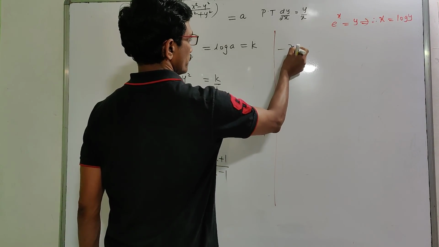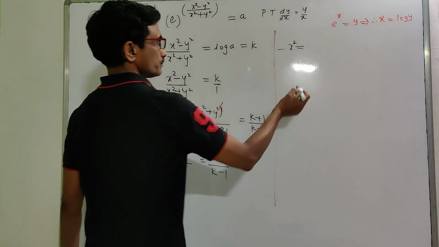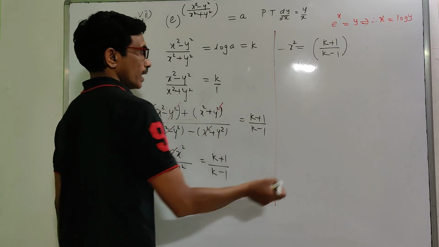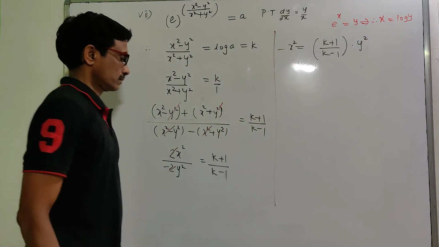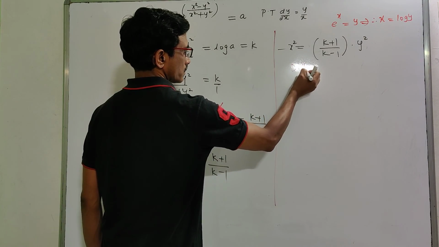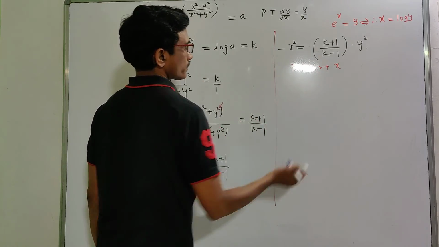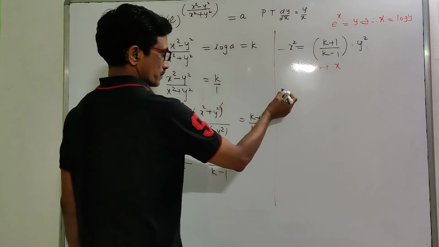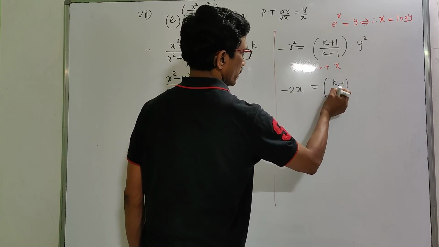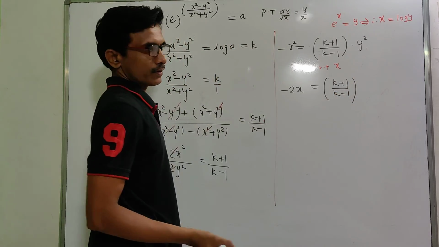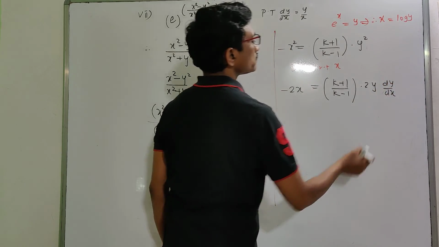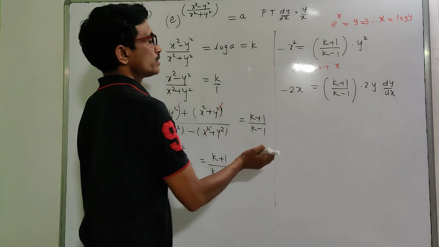Minus of x square is equal to (k plus 1 upon k minus 1) into y square, taking cross multiplication. Differentiate with respect to x. This differentiation is minus of 2x, right hand side (k plus 1 upon k minus 1), here this differentiation is 2y into dy by dx. This 2 is getting cancelled.